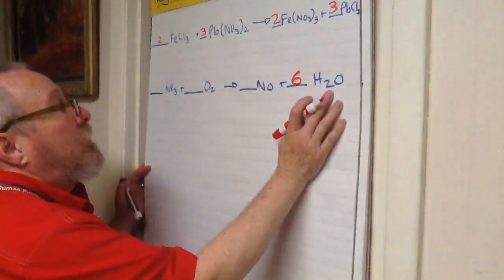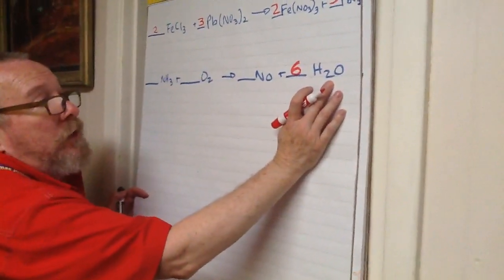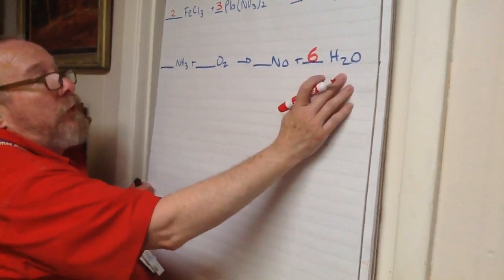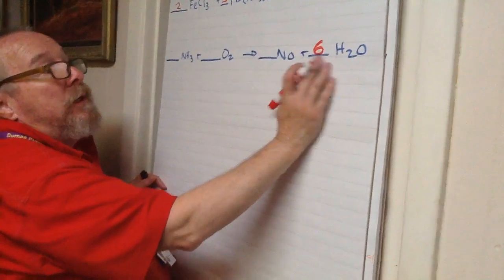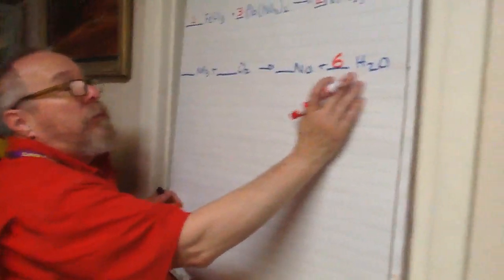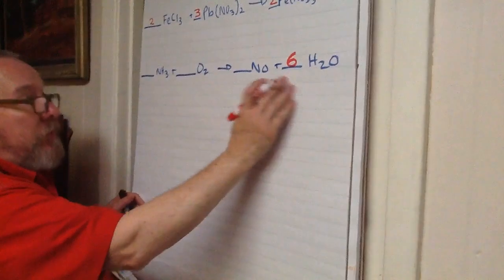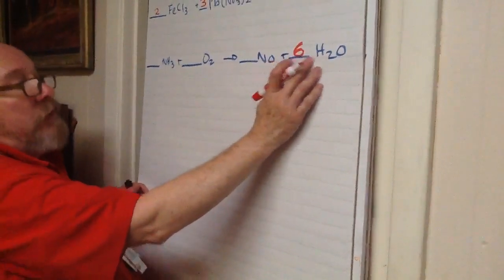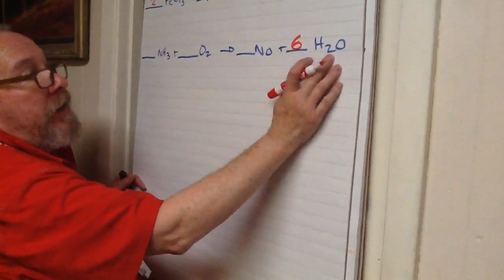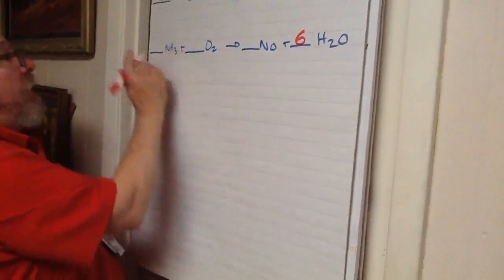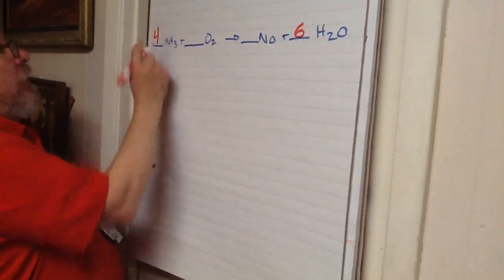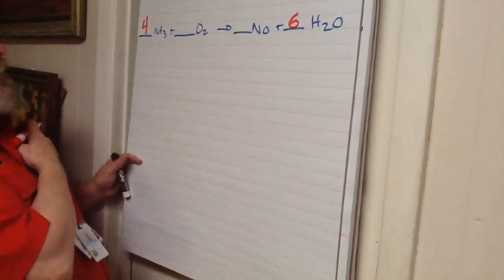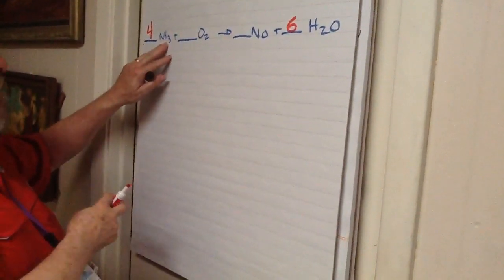So I have a total of 12 hydrogens and 6 oxygens here, but I have some more oxygens over here. So I'll worry about those in a minute. Let me deal with my hydrogens first. I tried it with 3, it didn't work. So now I have 6 waters, and that gives me 12 hydrogen atoms. To get 12 hydrogen atoms, I would need 4 ammonia molecules. NH3 is the gas, ammonia.